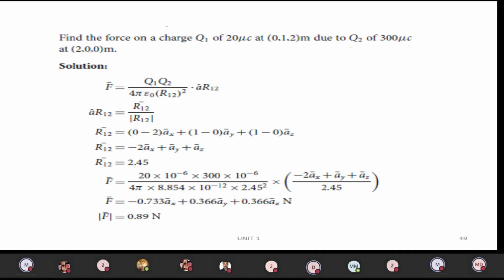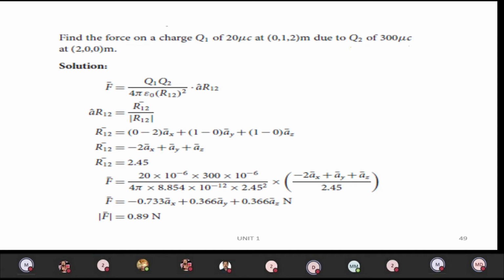Force equal to Q1 Q2 divided by 4 pi epsilon naught r12 square into the unit vector a_r12. So a_r12 equal to r12 divided by modulus of r12. So we have to find the distance. That's what they have done here.